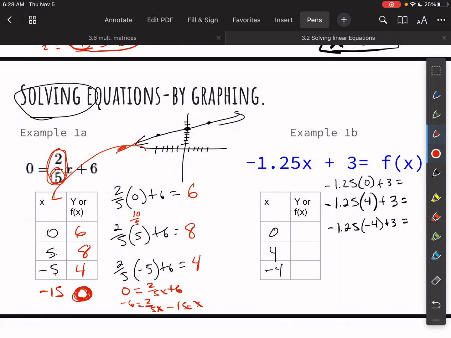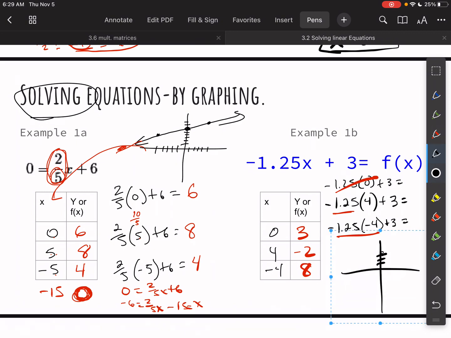Okay, so for this one, if I plug a 0 in, I get 3, right? Because this just goes away. If I plug a 4 in, notice this is like $1.25, right? So 4 times $1.25 is going to give you $5. So that's like negative $5 plus $3. I like changing it to money when we're talking about decimals. So negative 5 plus 3 is going to give me negative 2, right? And then if you do a negative times a negative here, that's going to be a positive $5 plus 3, which would be 8.